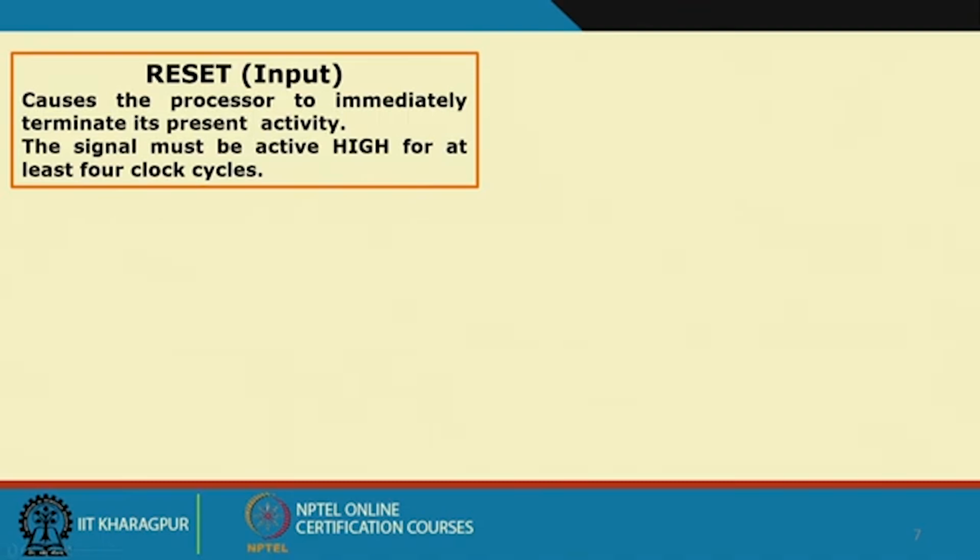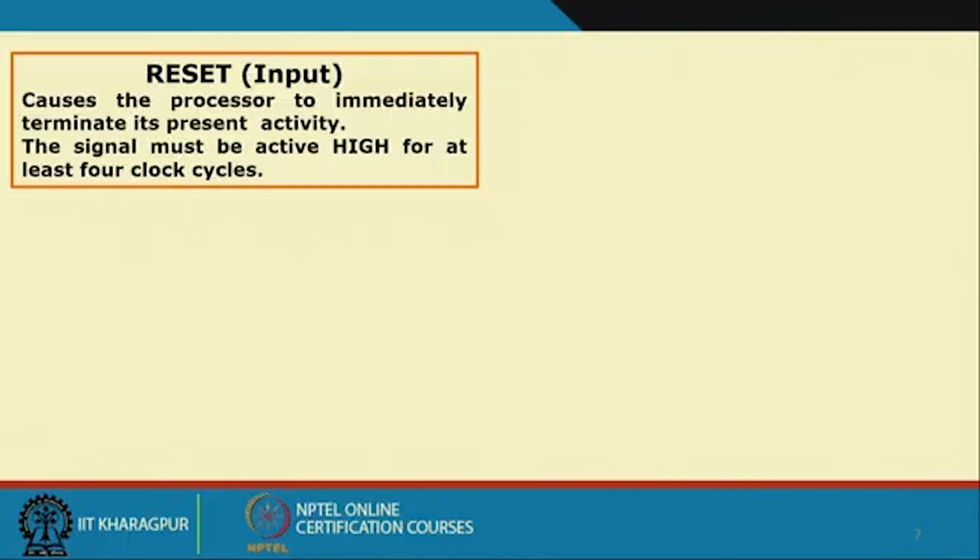Then there is a RESET pin. That will cause the processor to immediately terminate its present activity. It will be reset, and then go back to a predefined value of the program counter, and start executing from that point. For the sake of security, to make sure that the reset is really desired and is not a noise signal, the signal must be active high for at least 4 clock cycles. If it is less than that, the signal will not be taken as valid and will be ignored. If it is high for 4 clock cycles, only then will the reset take place.